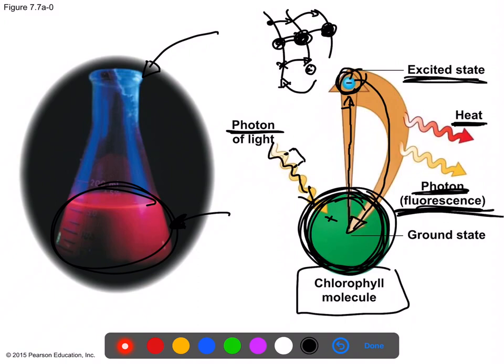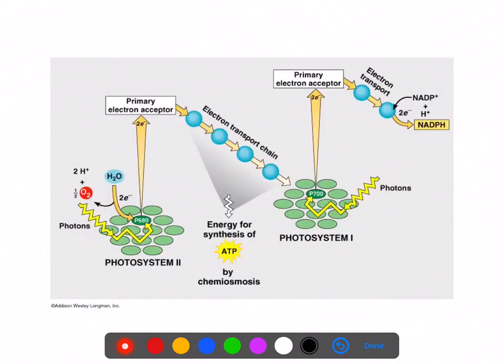So again, I think it's maybe easier to understand here. An electron's in an inner shell, jumps to a second shell or maybe to a third shell, depending on how much energy it absorbed. But when it goes back to its original position, it gives away heat, and it also gives away a photon. And we call that fluorescence. So that's just an interesting thing about these pigments.